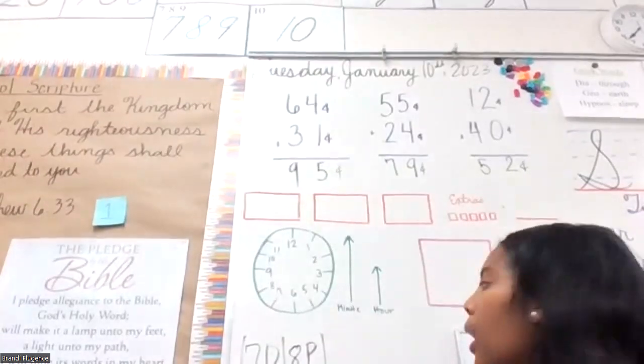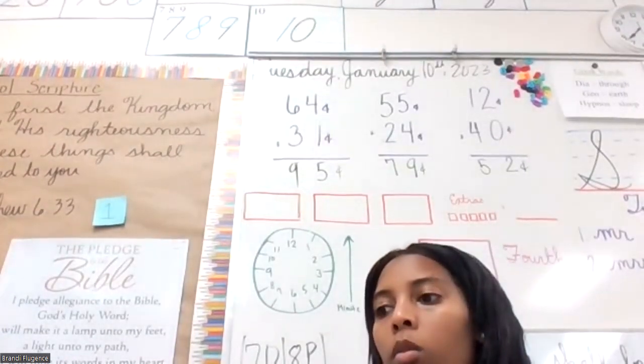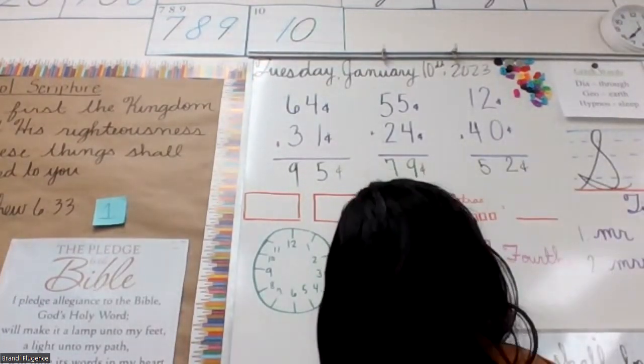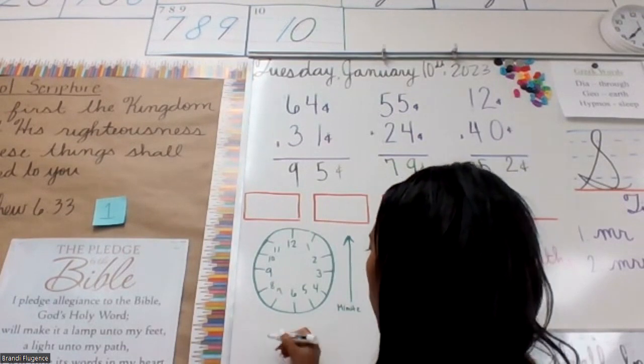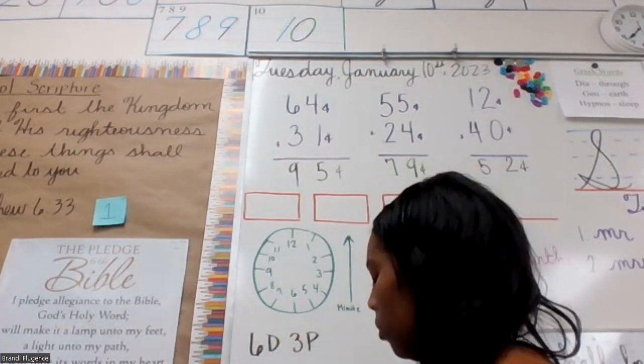All right, how much would I have with 7 dimes, 8 pennies, David? 78 cents. Good. All right, let's do another one. I have 6 dimes, 3 pennies.